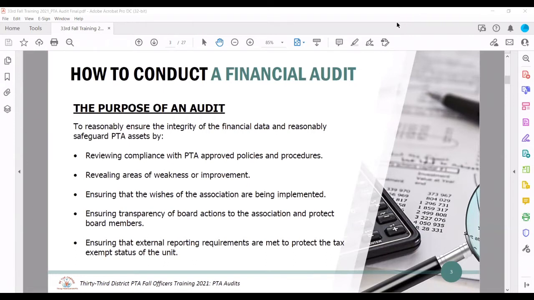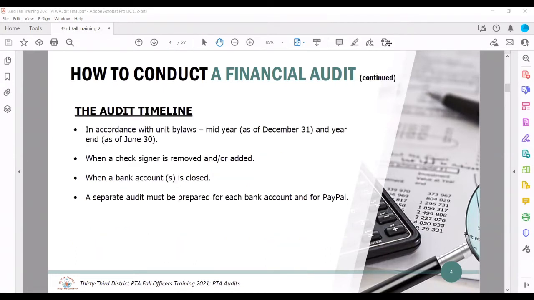Next slide, please. The audit timeline, as in your unit bylaws, there's a mid-year audit at December 31st and then the end of the year, June 30th. But there may be some in between, and that would be if a check signer is removed or added or a bank account is closed. And also with PayPal, Square, any of those e-commerce, there should be a separate audit prepared for each one of those.